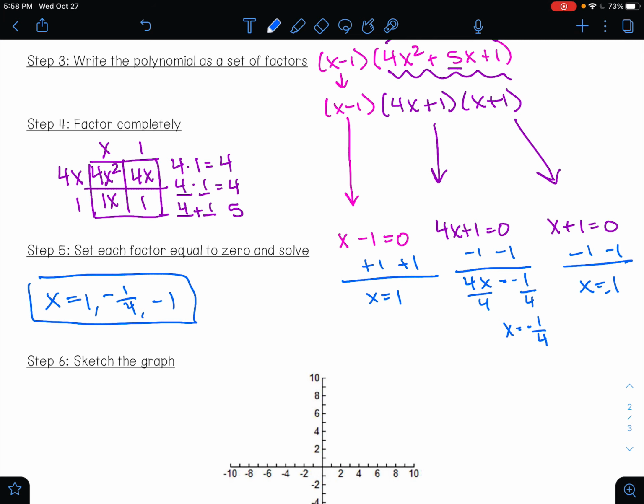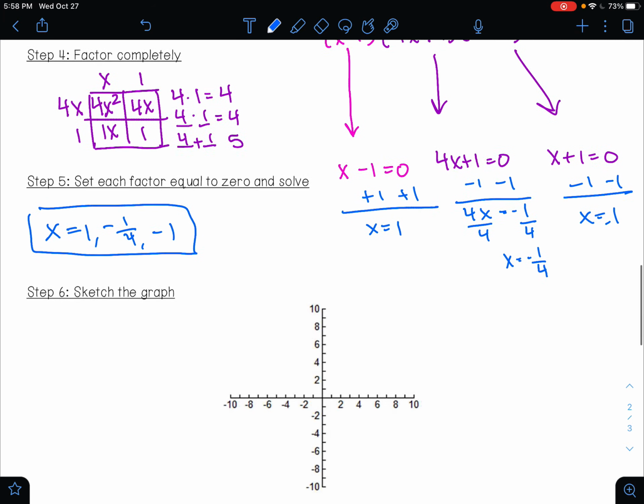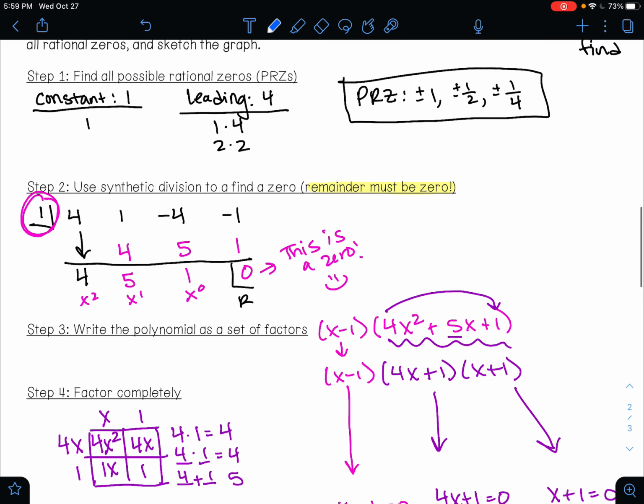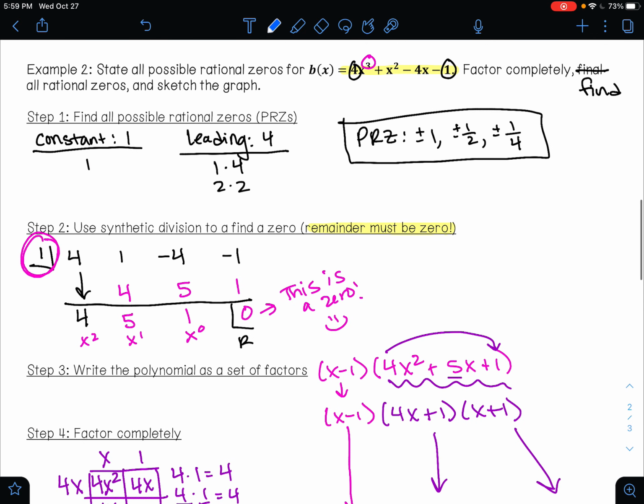The last question says to sketch a graph of the polynomial. Now, with everything that we've learned, we can do this without a calculator, right? So I have negative 1 as a zero, negative 1/4 as a zero, and positive 1 as a zero. My original polynomial is an odd degree, right? If I look at the leading coefficient, it's a positive leading coefficient.